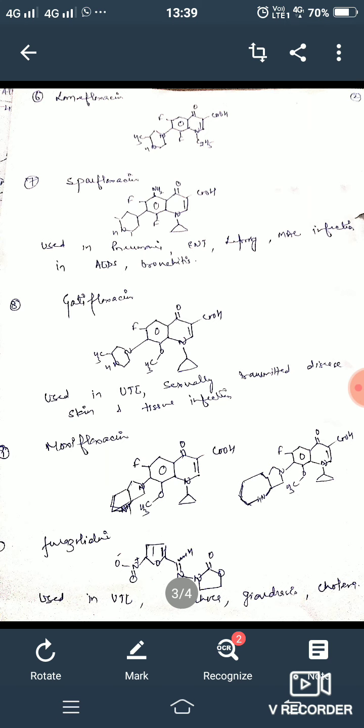Next drug is moxifloxacin. This is the structure of moxifloxacin. Next drug is furazolidone. This is the structure of furazolidone. This drug is used in UTI, diarrhea, giardiasis and cholera.